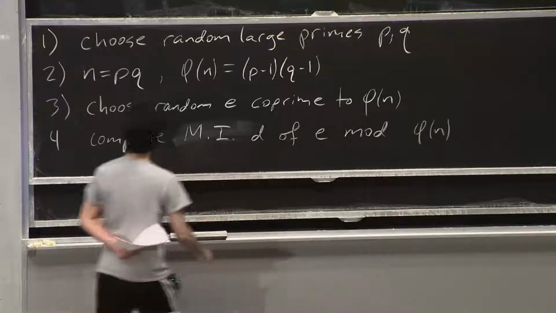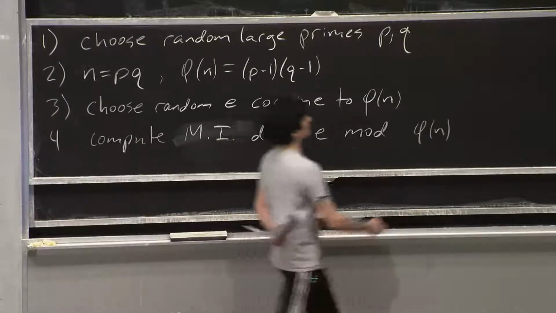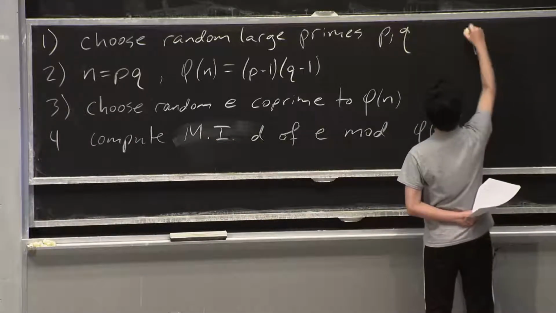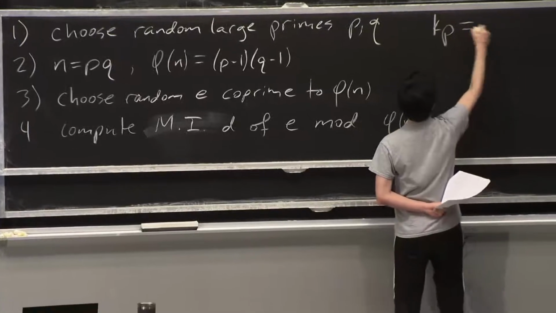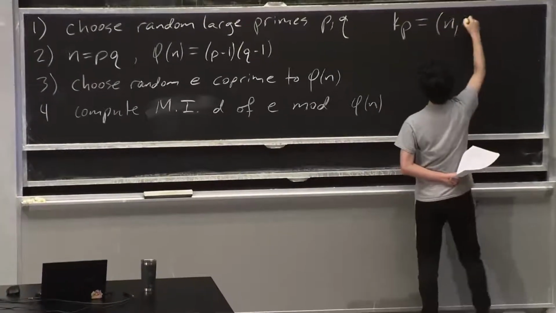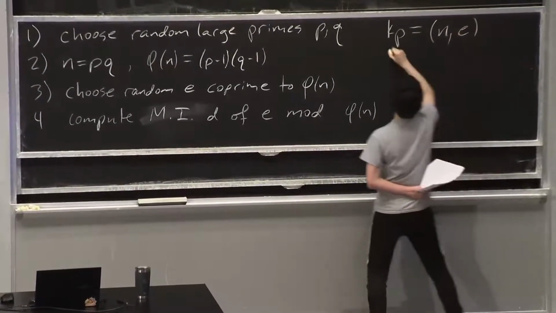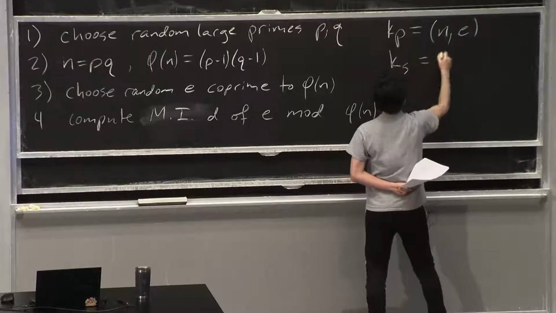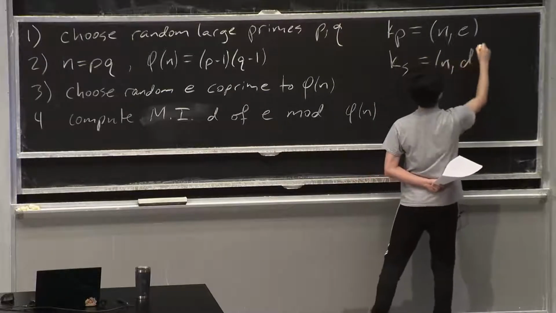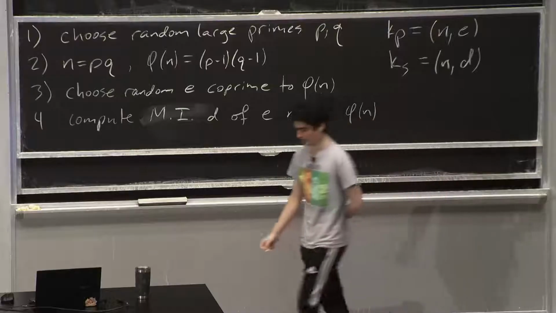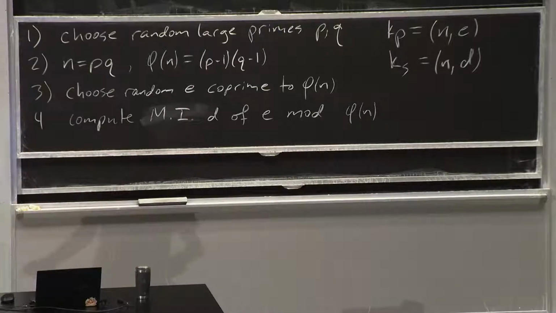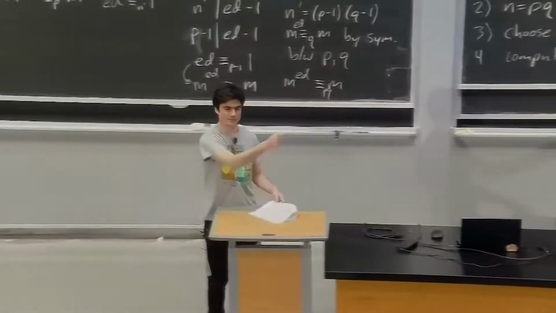Okay. Now, what is the public key? Public key, k sub p, is going to be n comma e. K sub s is going to be n comma d. Okay. So before, when we had, question?